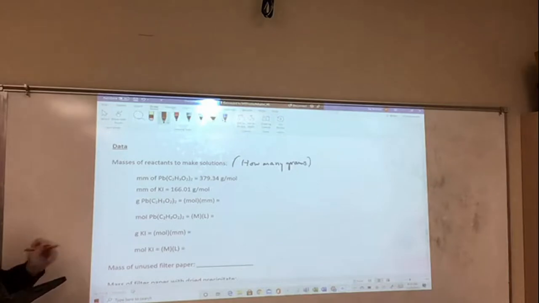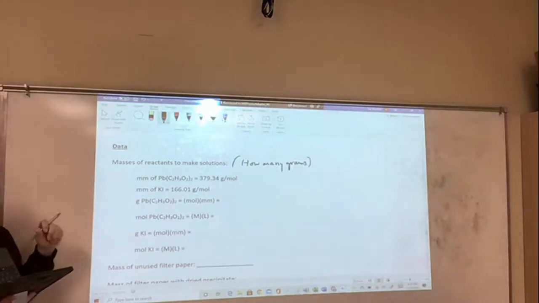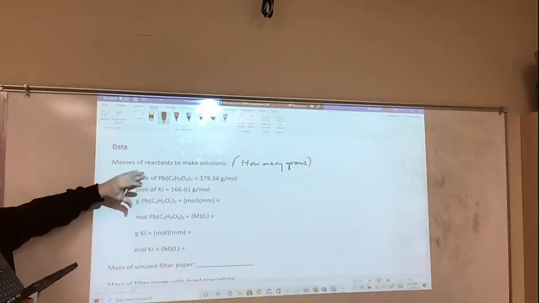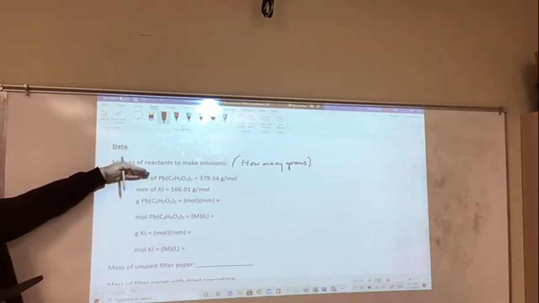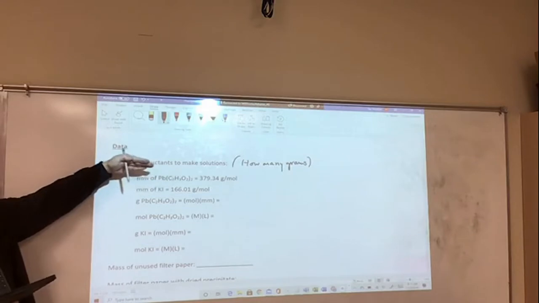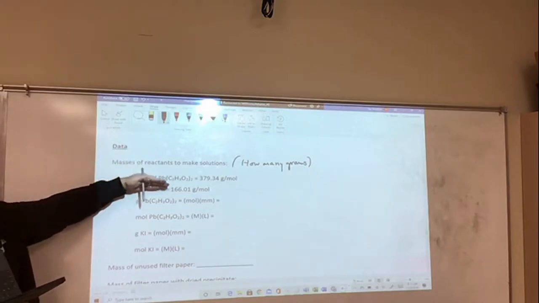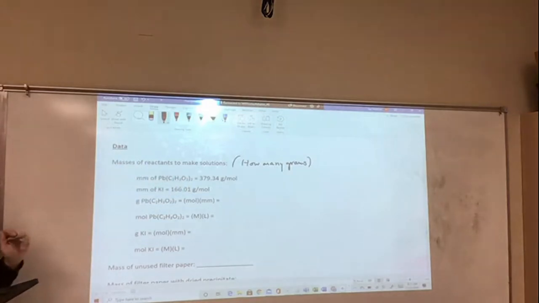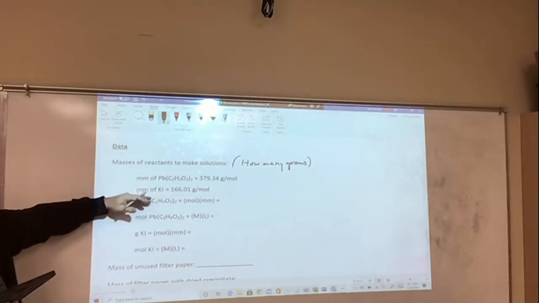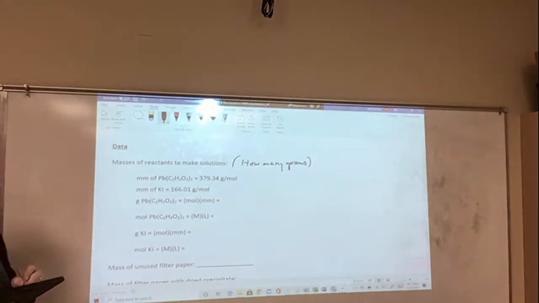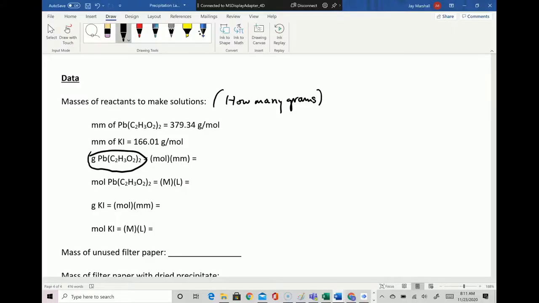How many grams? So when you're at your tables, your first step is going to be, I need to figure out how many grams I'm going to use. I've given you the molar mass of the lead acetate. I've given you the molar mass of the potassium iodide. And I've given you the formulas that you need to figure this out. I want to know how many grams of lead acetate I need to make my solution.